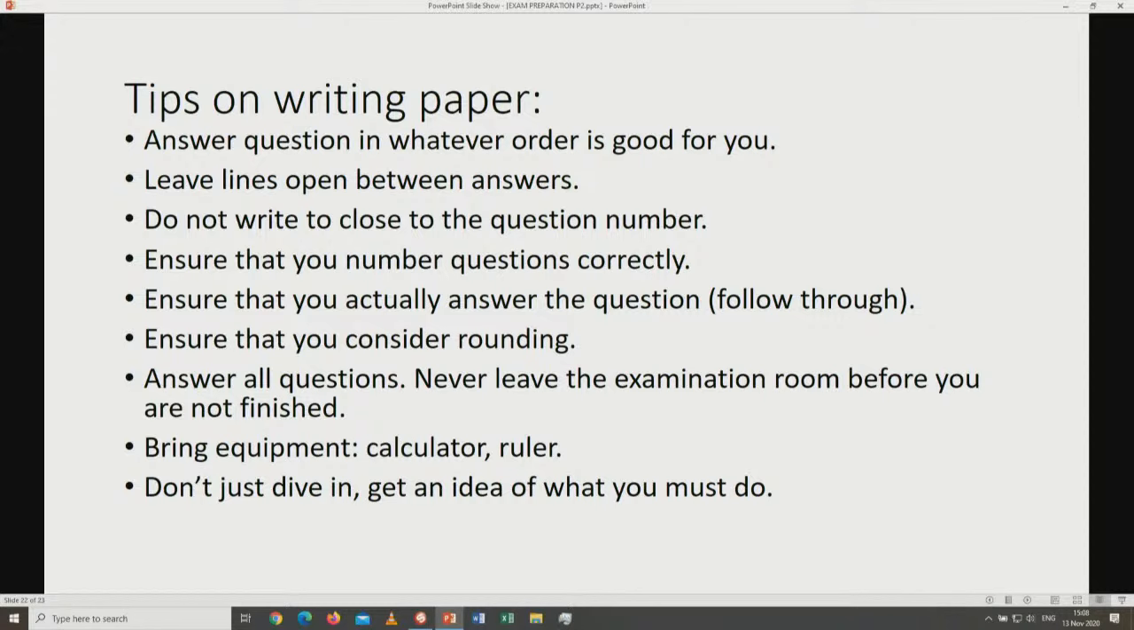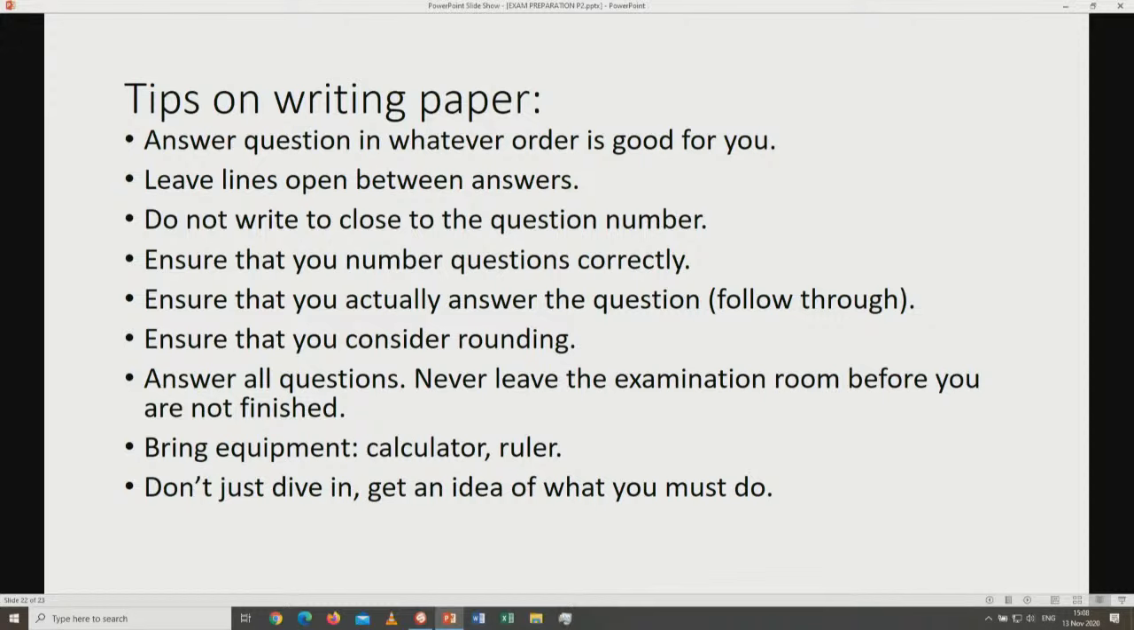Ensure that you consider rounding. Money is 2 decimal places. There are other situations where you can choose 1, 2, or 3 decimal places. You can also sometimes do whole numbers. It depends on the question. And if there's a specific instruction, follow that instruction to the letter.